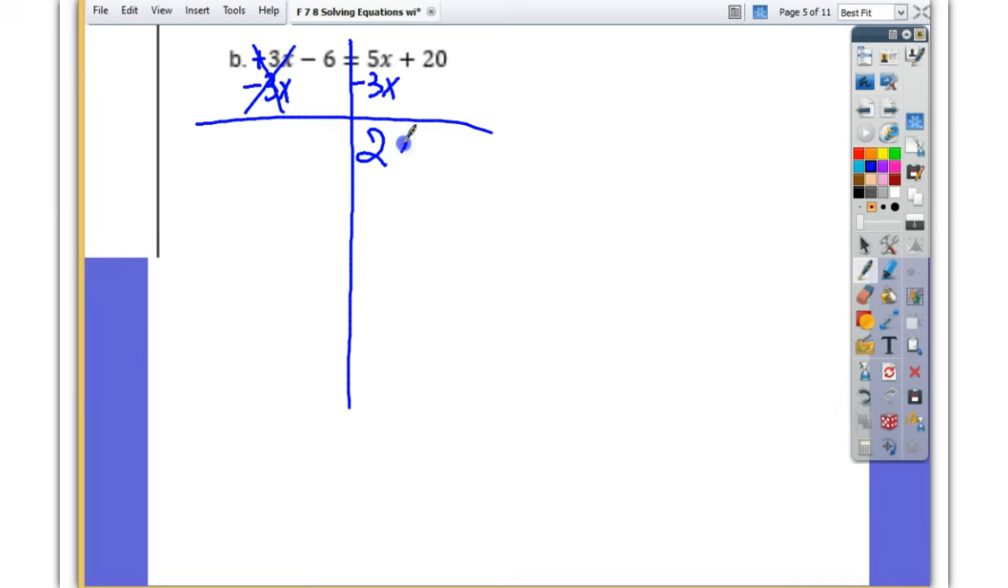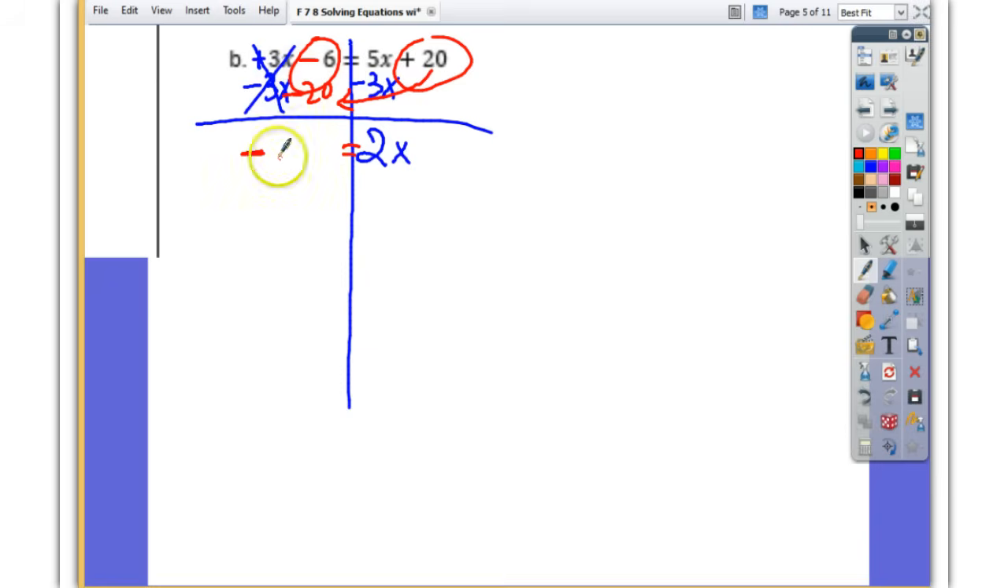2x. If you would have done it the other way, you would have gotten a negative 2x over on this side. All right, then we need to do what? I need to get my numbers on the same side. Well, if my variable's over here, I'm going to have to move my 20 that way, minus 20. A negative 6 and a minus 20 is what? Yep. A negative what? 14.